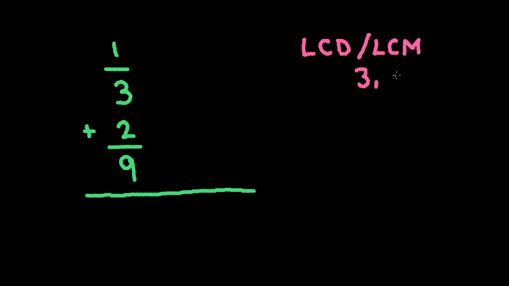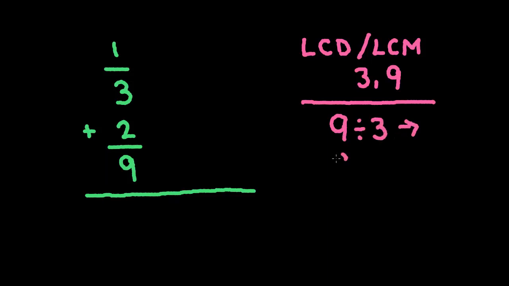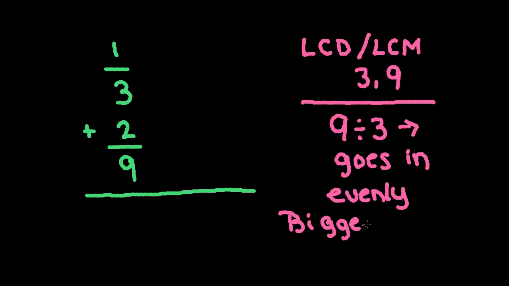So we have 3 and 9. Now, one thing that I suggest you do is you always see, does one denominator divide evenly into the other one? So in this case, 3 goes evenly into 9. Anytime that happens, then your common denominator is just going to be the bigger of the two numbers. So that's an easy first check. Since 3 divides evenly into 9, we can just use 9 as our common denominator.